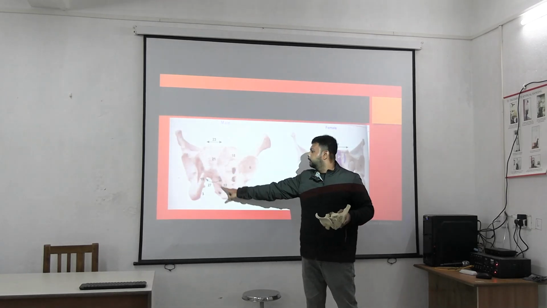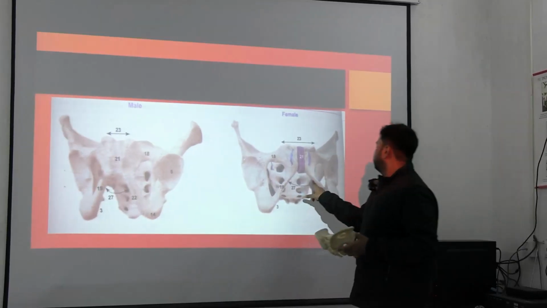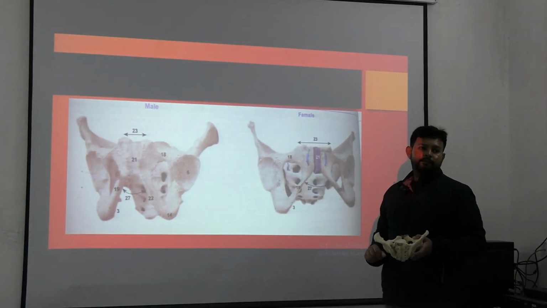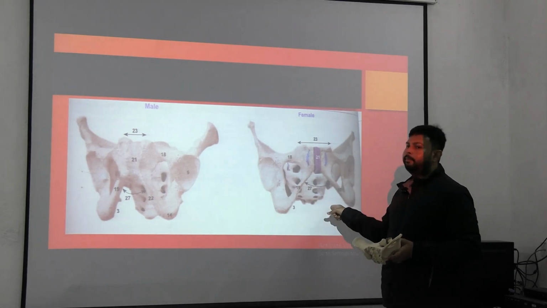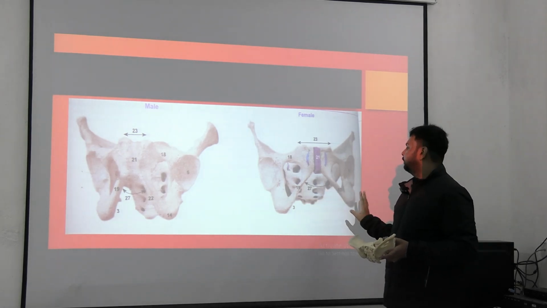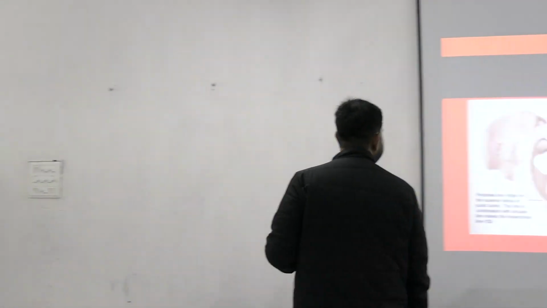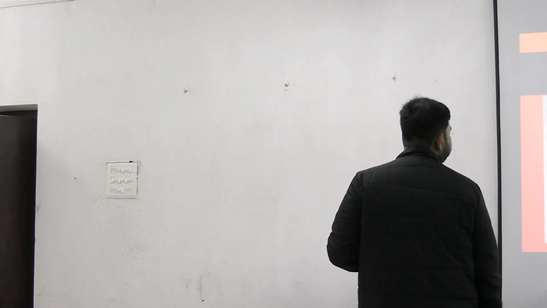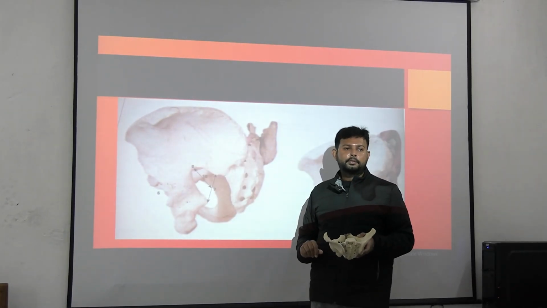This was the what angle? Subpubic angle. কোনটা ন্যারো? So that would be male. This will be female. কেন? দেখতে পাচ্ছ কতটা অ্যাঙ্গেল, রাইট? Greater sciatic notch, right?